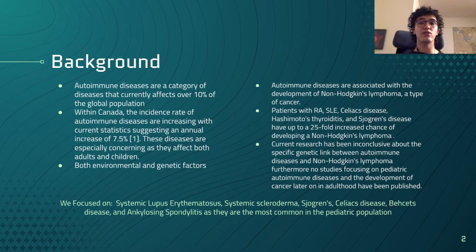Current research has been inconclusive about the specific genetic link between non-Hodgkin's lymphoma and autoimmune diseases, and furthermore, no studies focused on pediatric autoimmune diseases and the development of cancer later on in adulthood have been published. So for this study, we focused on the 6 most common autoimmune diseases within the pediatric population: systemic lupus erythematosus, systemic scleroderma, Sjogren's, celiac disease, Behçet's disease, and ankylosing spondylitis.